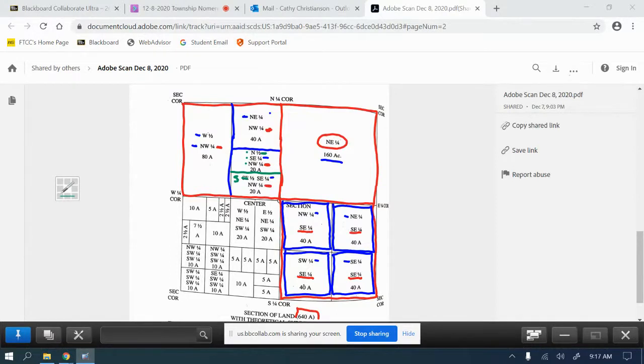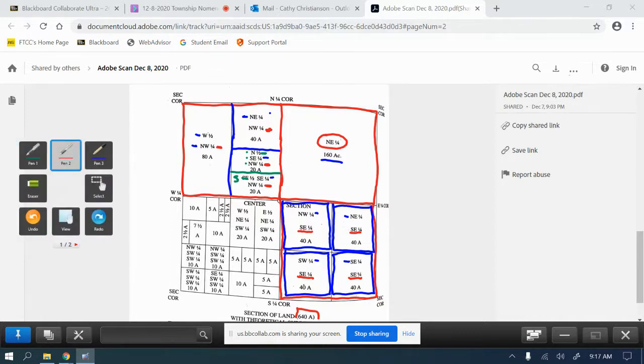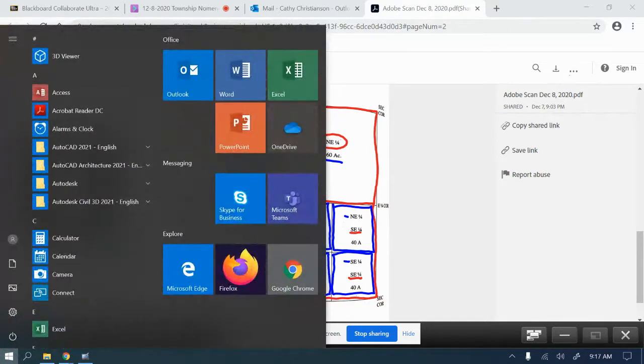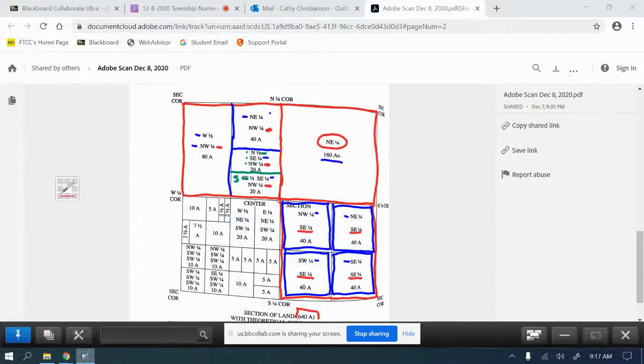All right, so let's tackle the last one. So I'm going to go ahead and do the red. Looks like that. So I'm going to go ahead and highlight, that's actually the southwest 1/4. I'm going to go ahead and highlight any that have the southwest, because that's the biggest portion.